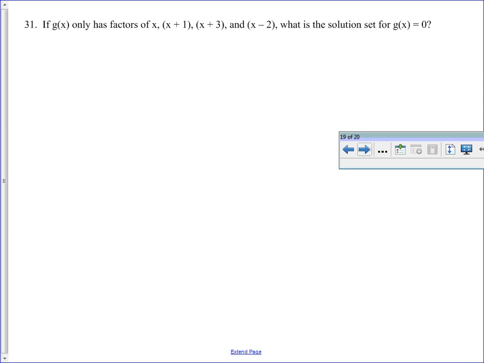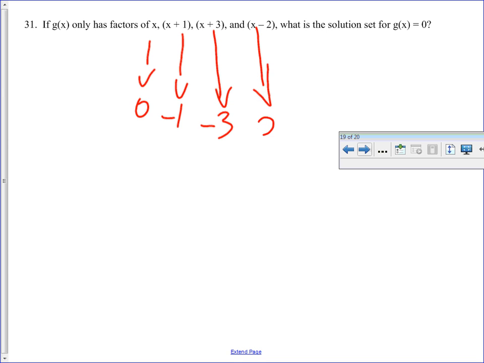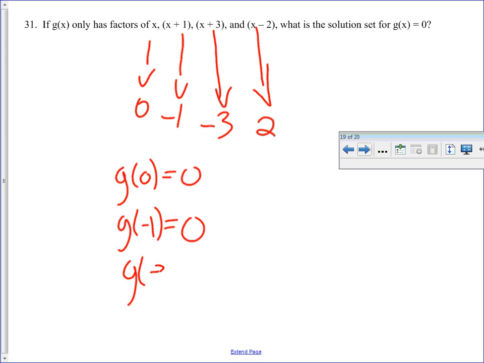So, g of x only has the factors of x, x plus 1, x plus 3, and x minus 2. What is the solution set for g of x? 0, negative 1, negative 3, and 2. Remember, g of 0 is 0, g of negative 1 is 0, g of negative 3 is 0, and g of 2 is 0, because if they're a factor, then they are part of the solution set.